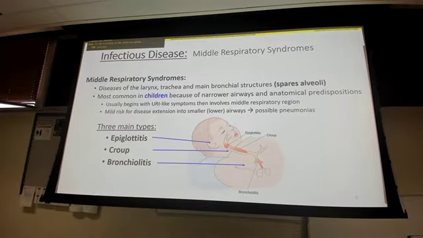So when they have swelling and inflammation in there, what normally you and I, if we got sick with this, we feel like crap maybe, but our airway is a lot wider, so we're not as symptomatic with this. Their airway's a lot shorter too, right? Our trachea comes up here, goes all the way down, and we have a lot of space. These guys are kind of compact, so it's very easy for infections to spread quickly to other parts of the body. When we talk about these middle respiratory syndromes, we're talking about epiglottitis, croup, and bronchiolitis.